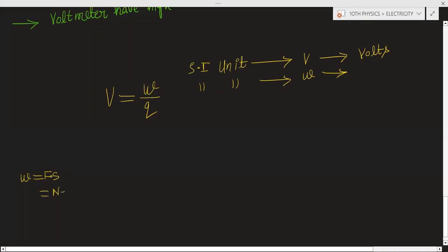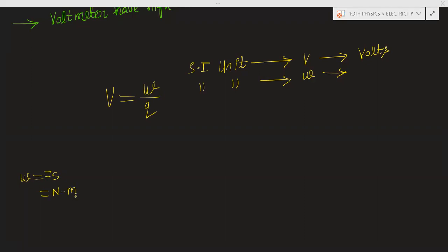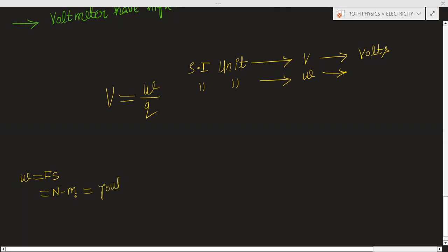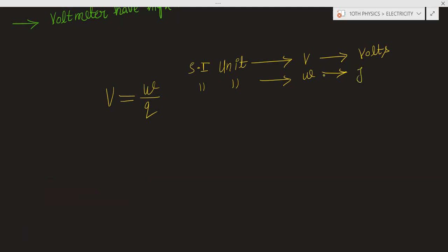S is the displacement. The unit of displacement or distance is meter. So Newton meter, you can write as the unit of work, but this Newton meter can be written as joule also. So the unit of work is joule, the SI unit.